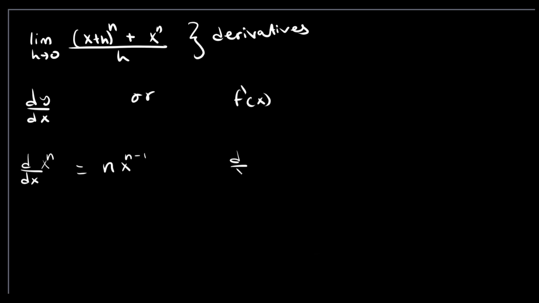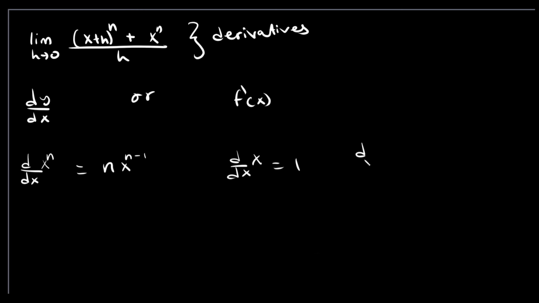How about my derivative for x? If I take x here, my 1 is going to go in front, and x is going to be to the power of 1 minus 1, which gives me 1 times x to the power of 0, which equals 1. Right.